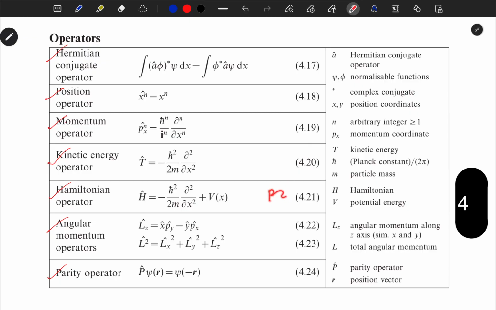Hamiltonian operator, that is kinetic energy plus potential energy. So we have this for kinetic energy, and potential energy is V only. Angular momentum operator, Lz equal to r cross p, so simply x py minus y px. And the angular momentum operator L square equal to Lx square plus Ly square plus Lz square. Parity operator P operates on psi, that will change only psi of r to psi of minus r.